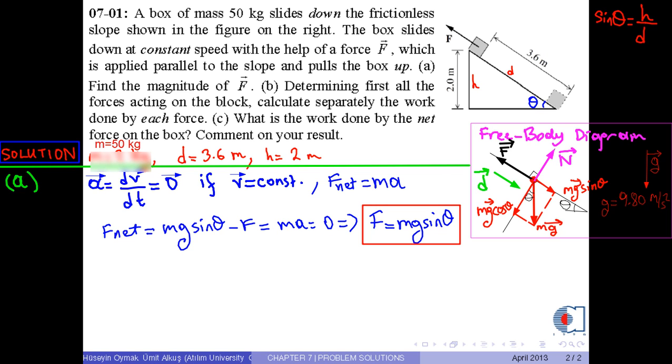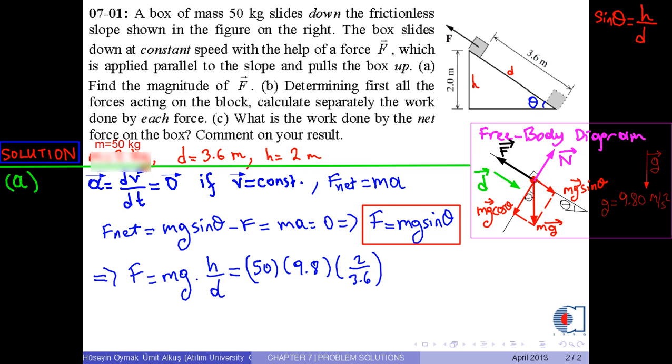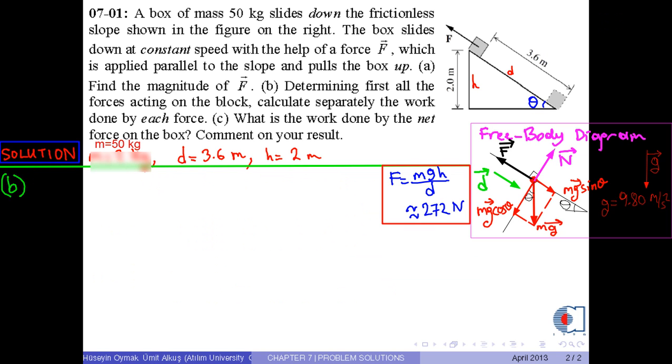As a final step, substitute the given quantities into the equation as 50 kilograms times 9.8 meters per second squared times 2 meters over 3.6 meters. Then force F is found to be approximately 272 newtons. And this is the answer to the question in part A.